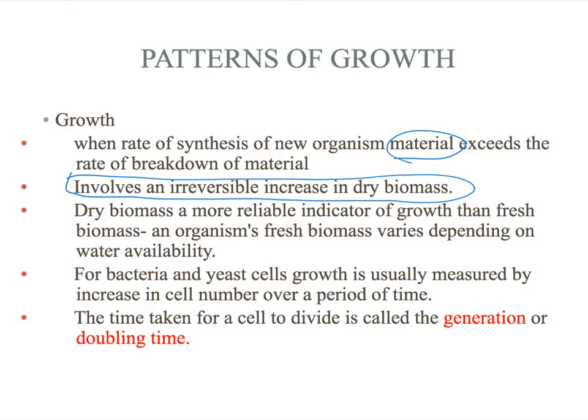When it comes to bacteria and yeast cell growth, we can measure cell growth by looking at the cell numbers that are being produced over a period of time. The cell numbers can be counted, and that can give us an idea of how much growth is happening there. So when we look at a microorganism dividing, the time taken for a cell to divide is called the generation or the doubling time of that cell. So we have a wee look at microorganisms and the kind of pattern of growth that happens with them.